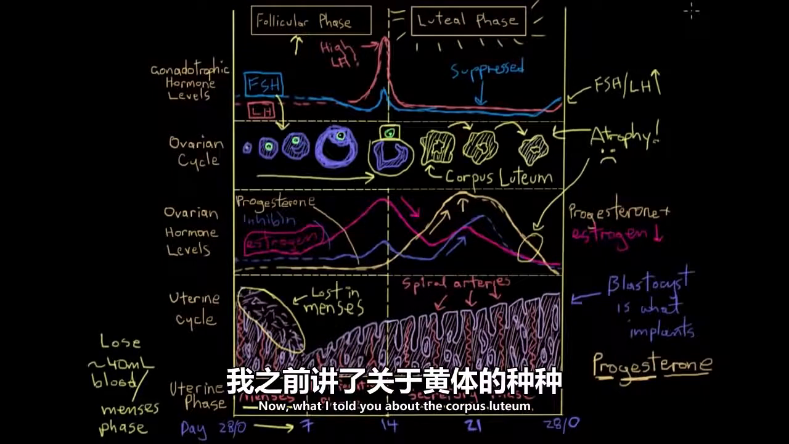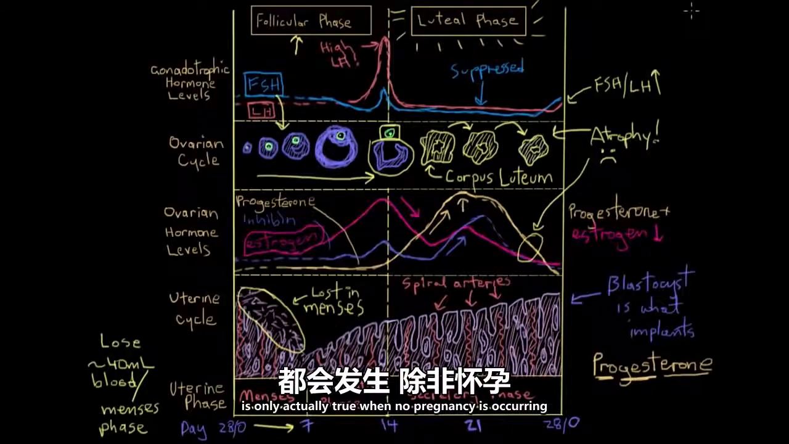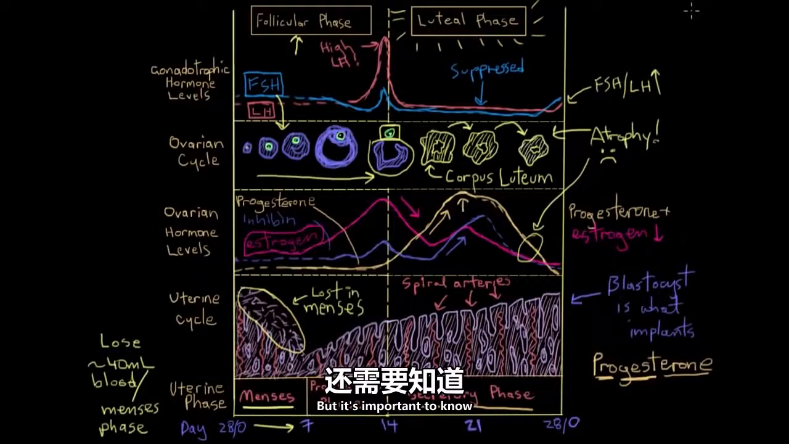Now, what I told you about the corpus luteum withering away and dying is only actually true when no pregnancy is occurring. And that's the case in most reproductive cycles, and that's why I covered that first. But it's important to know that things are a little different if pregnancy does occur and a fertilized egg is indeed implanted into the endometrium.